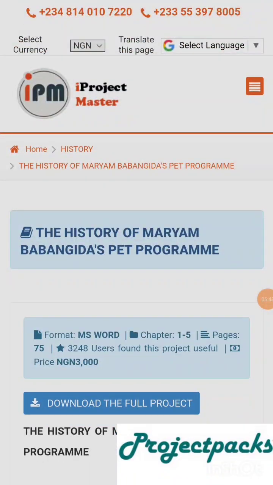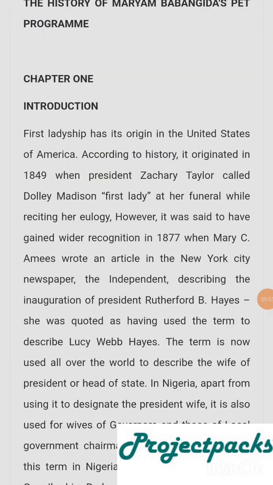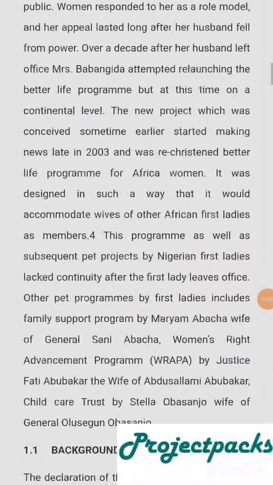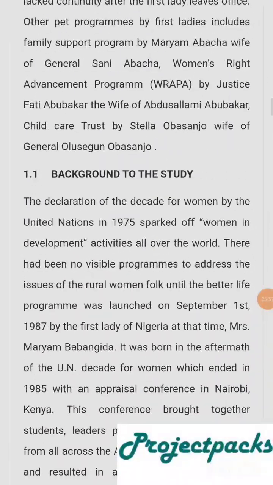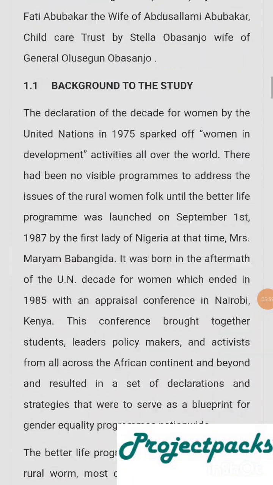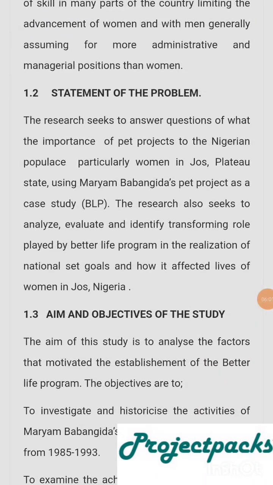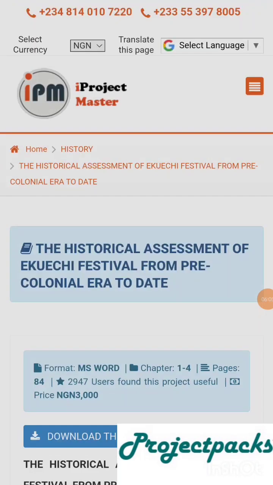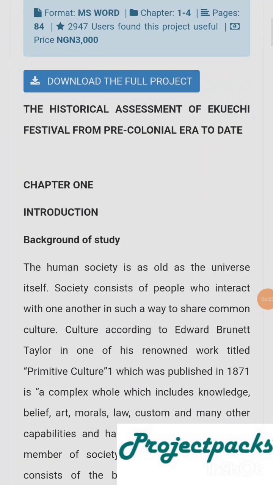This is History of Maryam Babangida PET Program. You can see chapter 1, you have introduction. Under it, you have 1.0 or something like that. Then you see these are still under chapter 1: background to the study, then statement of the problem, aim and objective, something like that. That's what you are going to have. Let me now show you another one.